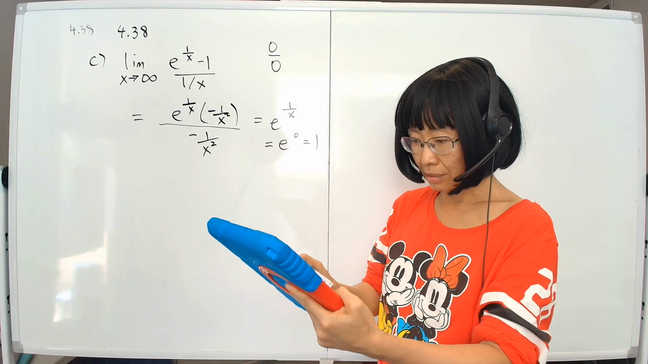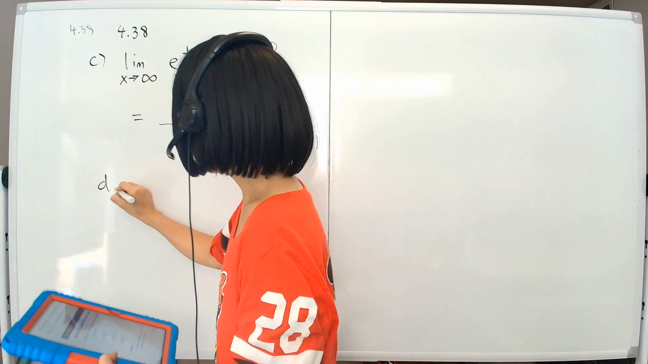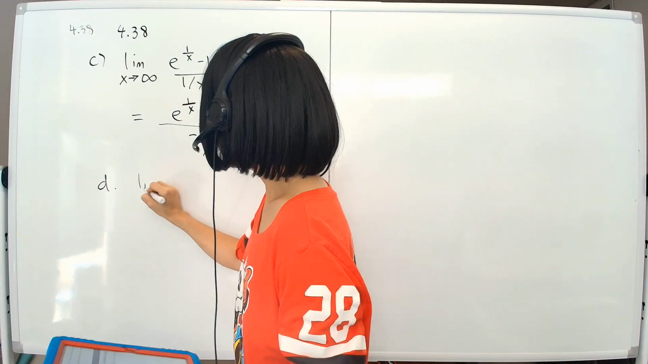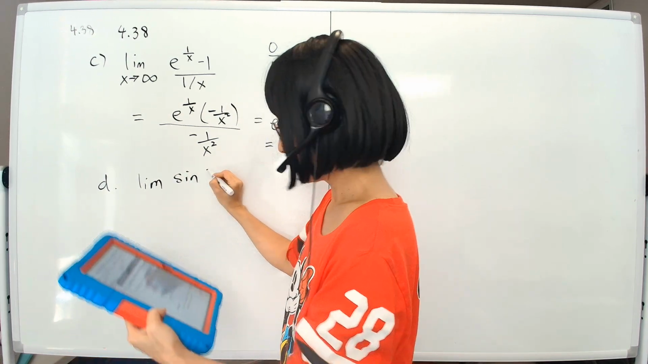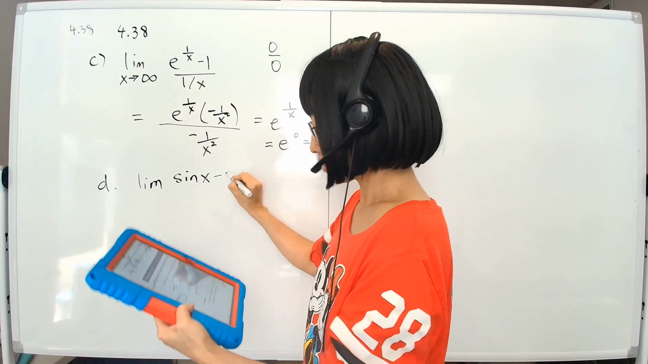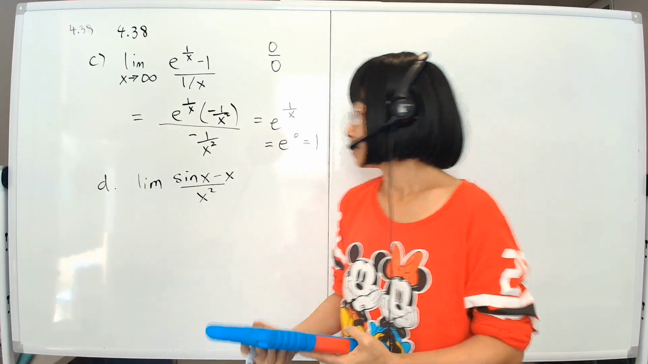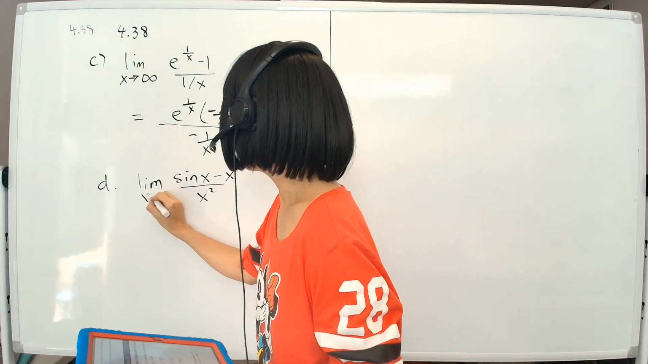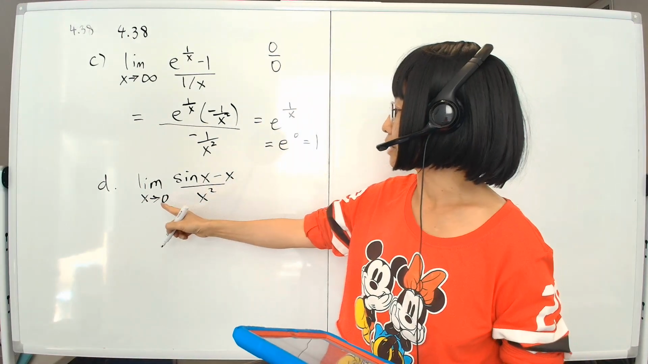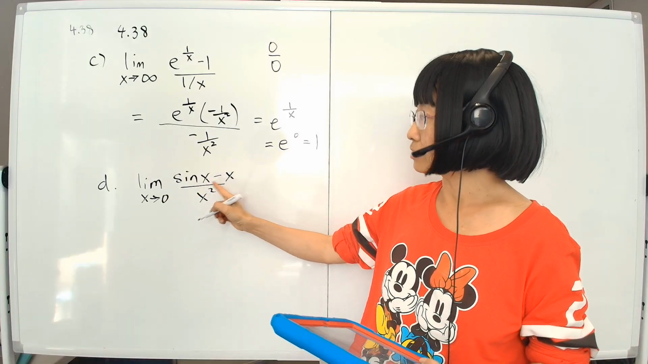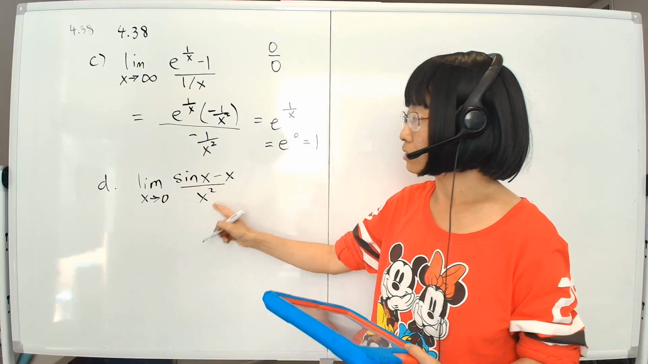Part D says we'll do the limit of sine of x minus x over x squared, as x approaches 0. Now, is this a 0 over 0 case? Again, let's check. As x goes to 0, sine of 0 is 0, minus 0, that's 0. So the top is 0. And as x goes to 0, x squared is also 0.